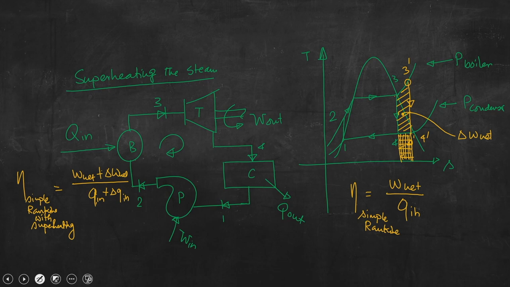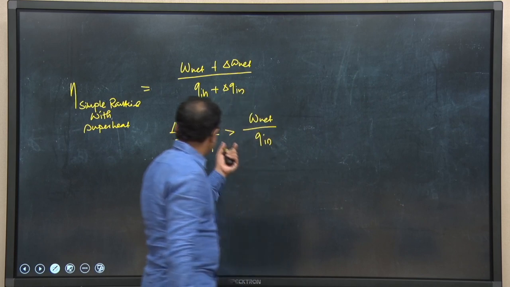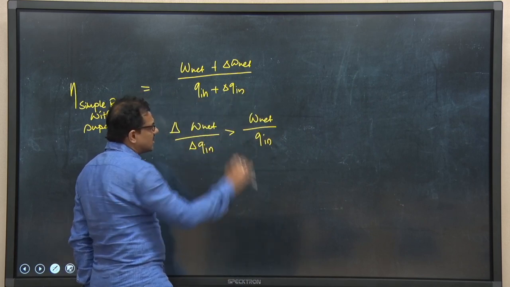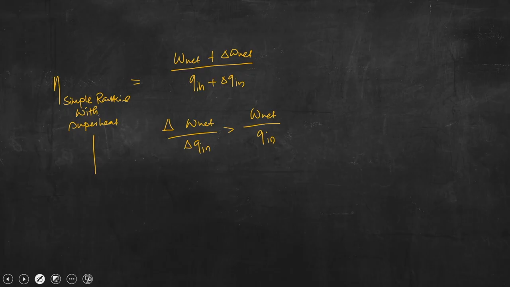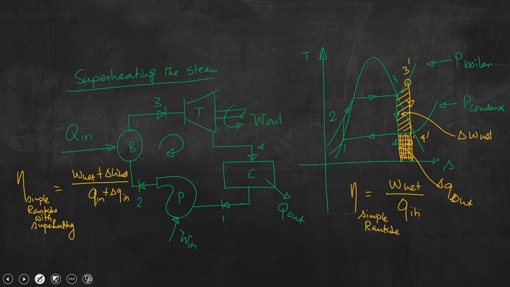So, this delta Q L, or delta Q out, this additional amount of heat must be rejected if we allow steam to be superheated from 3 to 3 prime. Even after having this heat rejection, can we really have higher efficiency? Yes, because I have already written that delta W net by delta Q in is greater than W net by Q in. Hence, this quantity must be greater than eta simple Rankine.